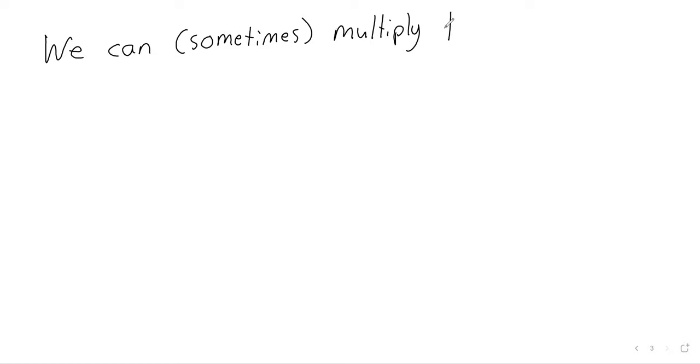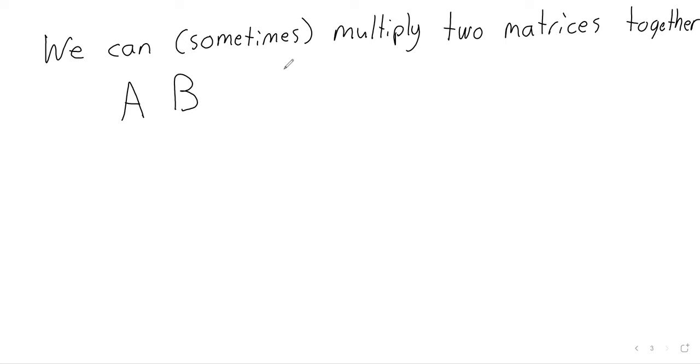So here's something truly new. We didn't do this with vectors. We can sometimes multiply two matrices together. And I say sometimes because there are dimensional requirements. If A is an M by N matrix, then B has to be an N by something matrix. Those inner dimensions have to match.